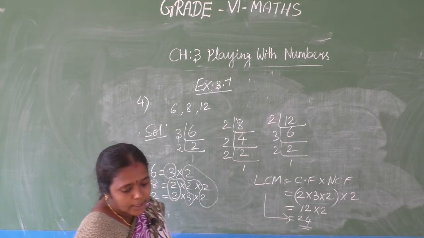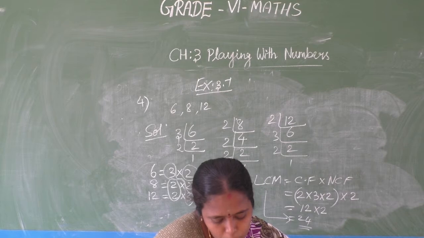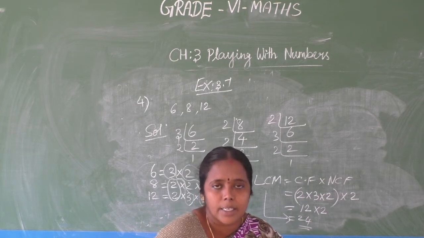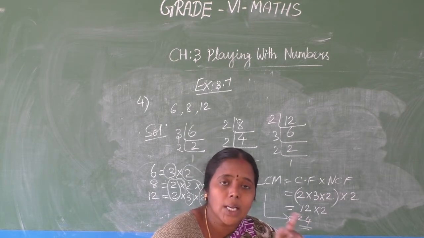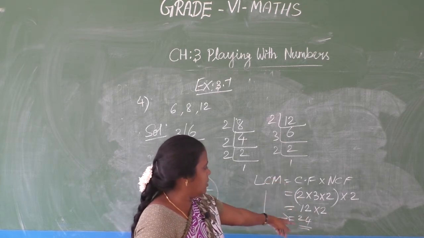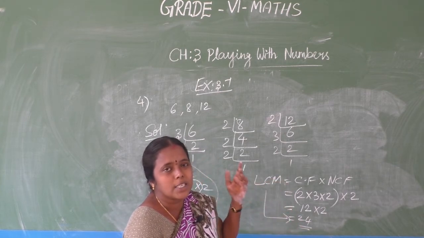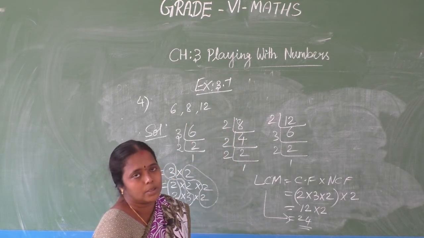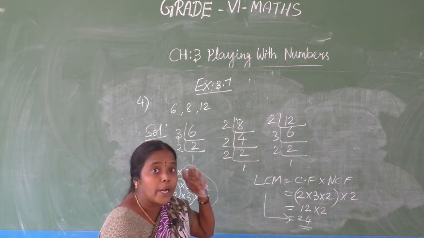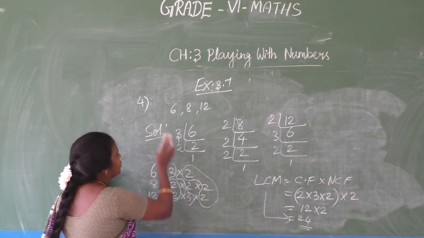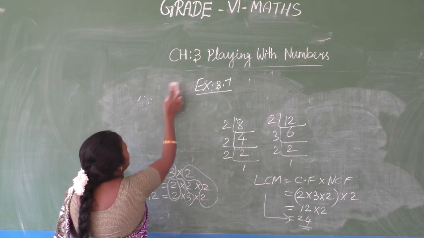Correct. But what they are asking in the question is: determine the smallest 3-digit number which is exactly divisible by 6, 8 and 12. They are asking for the smallest 3-digit number, but we got 24. 24 is a 2-digit number which is exactly divisible by these 3 numbers. So what to do? You have to write the multiples of 24.